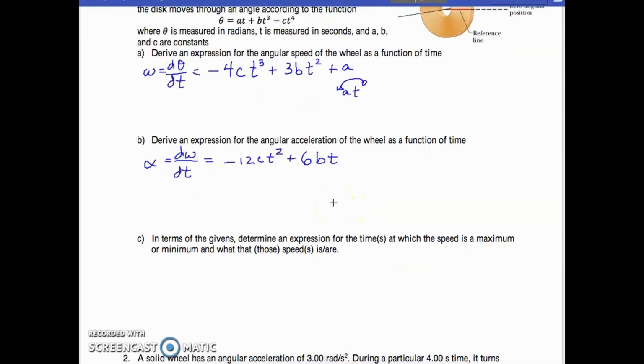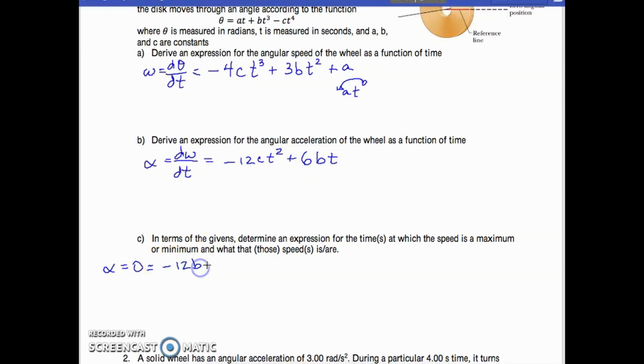All right, for part C, in terms of the givens, we will expect to have A's, B's, and C's in our answer. We will find the times at which the speed is at a maximum or a minimum, and then what those speeds are. So we're going to have 2 assignments here. First, we need to find times, and then we need to find speeds. So finding the times when the speed is at a max or a min, that's when the acceleration is equal to 0. This is known as the first derivative test in calculus. So we're going to set the acceleration equal to 0 and take this expression and solve for the times.